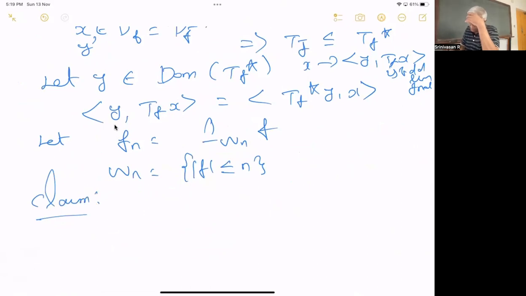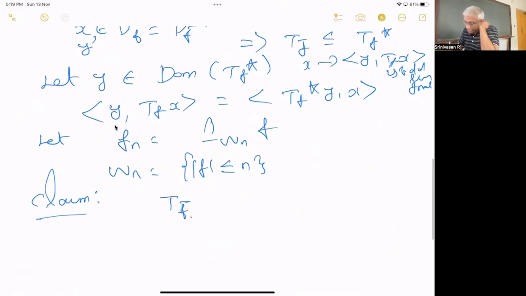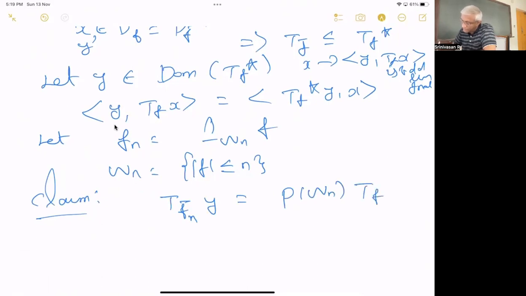What do we claim? T F n bar. So now F n is a bounded function, so the domain is everything. The operator is also bounded, the domain is everything. So T F n bar acting on y, which makes sense, is equal to P of omega n acting on T F star, T F star is an operator, acting on y. This is my claim.